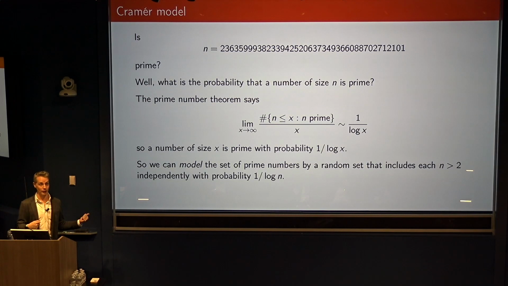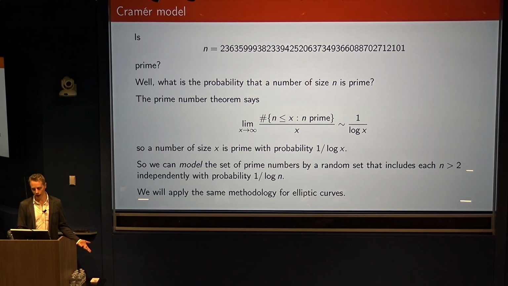They don't give you an answer to everything, but they do great with things like twin prime conjectures. It gives you a way to make predictions. Are there infinitely many, for example? That's what this type of thing should be good for, and we're going to apply the same methodology for elliptic curves.